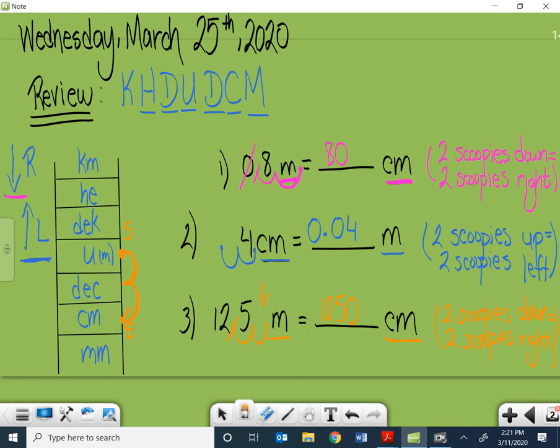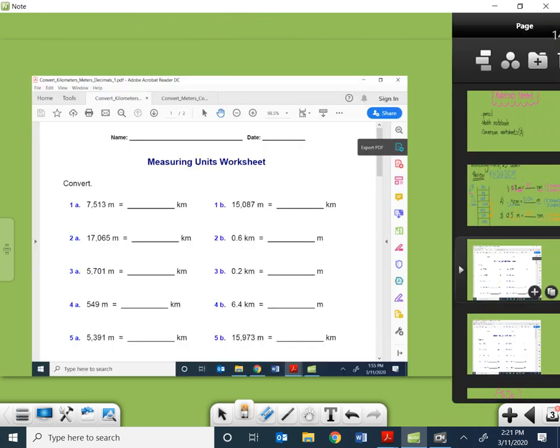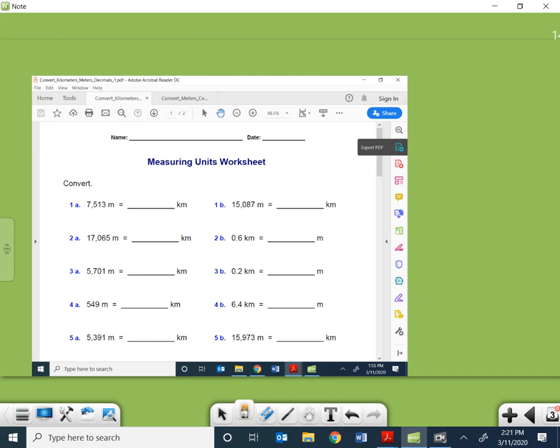So that's basically just a recap and a review of what we did yesterday. Today's practice questions that you'll be working on are the following 2 worksheets. So one of the worksheets looks like this, okay? And this worksheet focuses on meters and kilometers, okay? So for example, 1A, let's look at 1A. We can do that one together. So it says I'm going from 7,513 meters to blank kilometers.